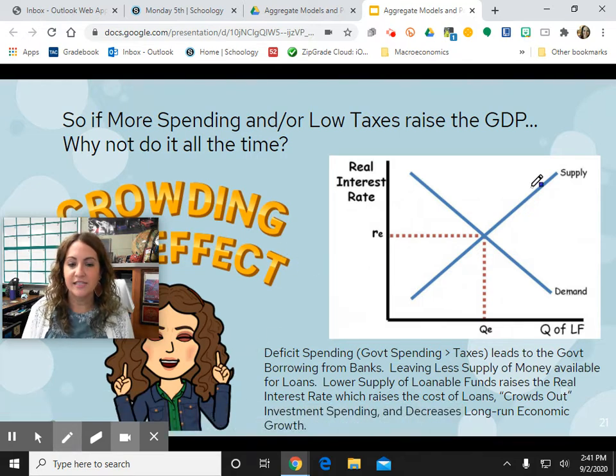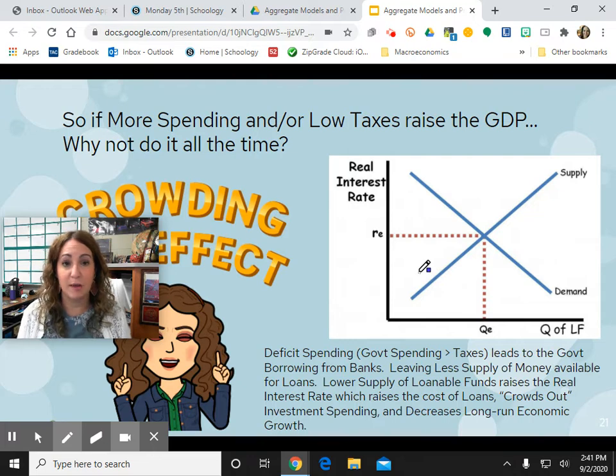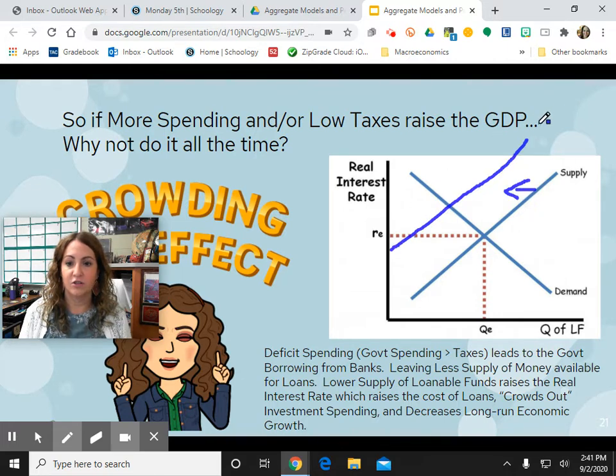All right, so let's say the government just spent all of its money because it was trying to get us out of a recession, or maybe it cut taxes to get people spending again. Either way, they're going to borrow money from banks, and the supply of money available in the bank decreases and shifts to the left. There's less supply, which raises the real interest rate. Interest rates are higher because there's less available.